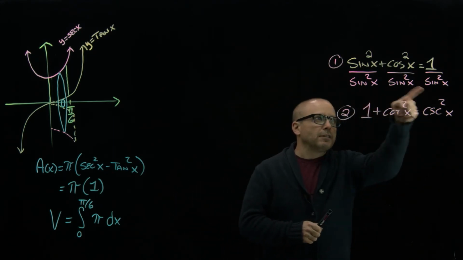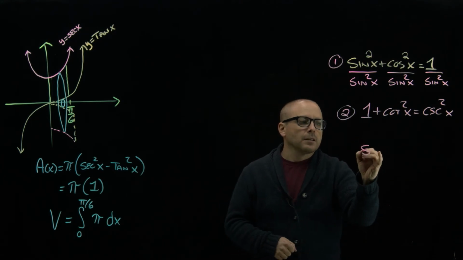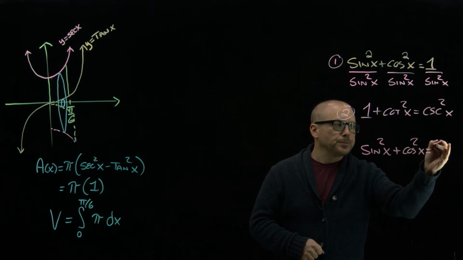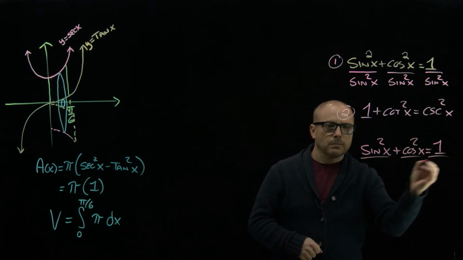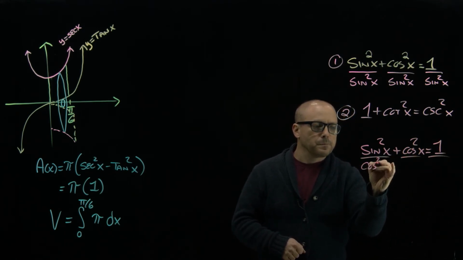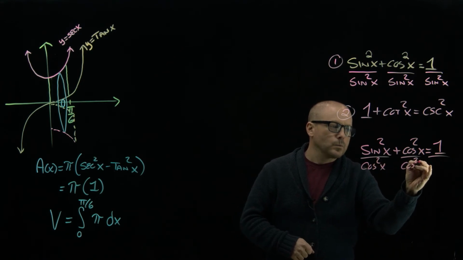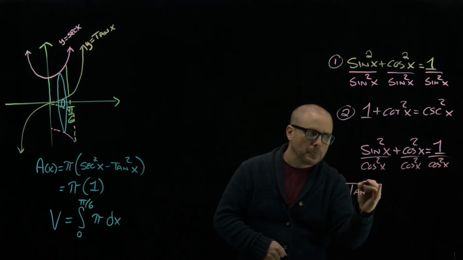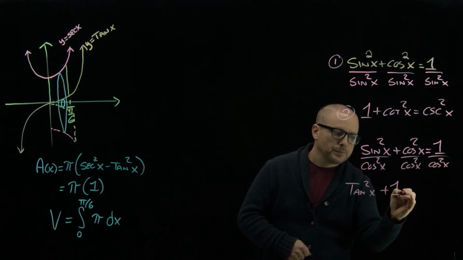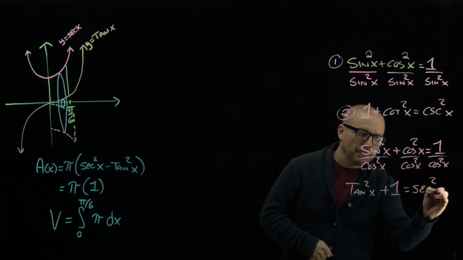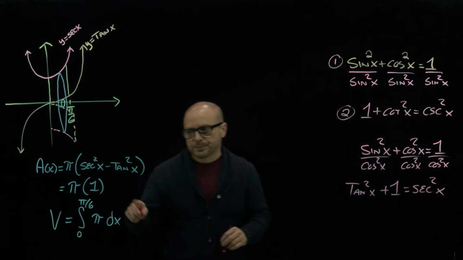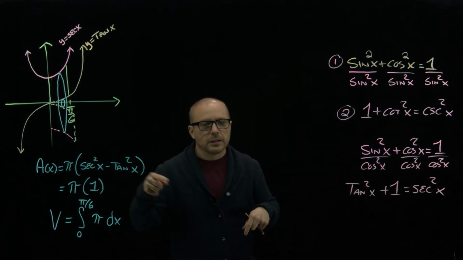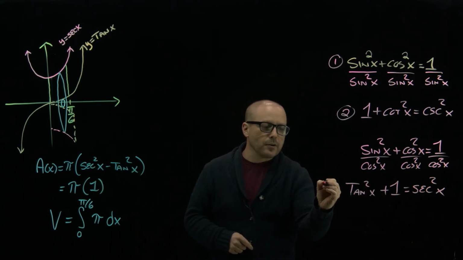Now, I could have divided through by cosine squared instead. And then I end up with tangent squared plus 1 is secant squared. And so if you move that tangent to the other side, you have 1 is secant squared minus tangent squared. So there's our third version.